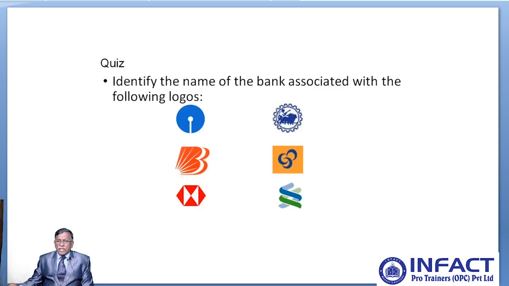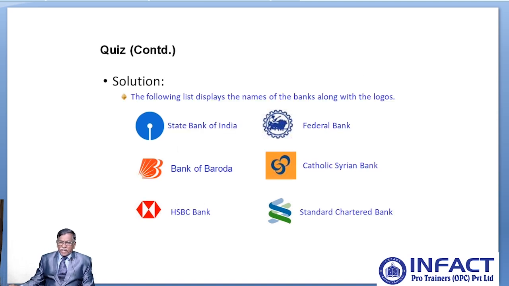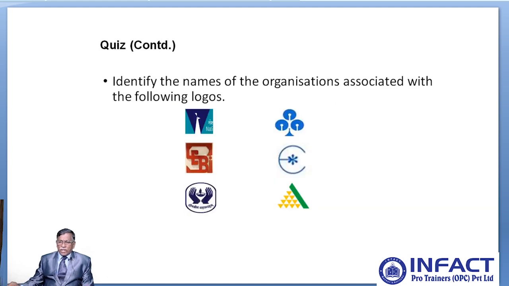Now, can you identify the name of the bank associated with the following logos? You can see there are 6 logos on the screen. Try to identify these logos. The logos are State Bank of India, the second one is Bank of Baroda, the third one is HSBC, the fourth one is Federal Bank, the next one is Catholic Syrian Bank, and finally we have Standard Chartered Bank.